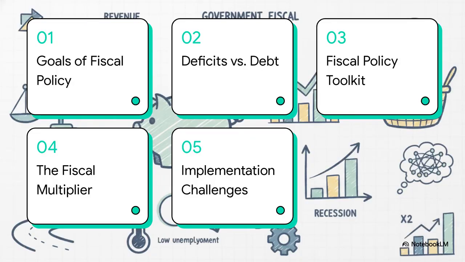So here's our roadmap for today. We're going to open up that economic toolkit. First, the goals of fiscal policy. Second, deficits versus national debt. Third, the fiscal policy toolkit itself. Fourth, the fiscal multiplier. And finally, number 5, the challenges of implementation. Let's just get right into it.